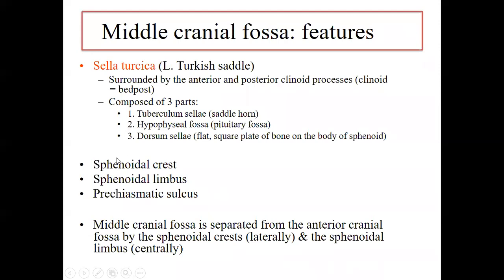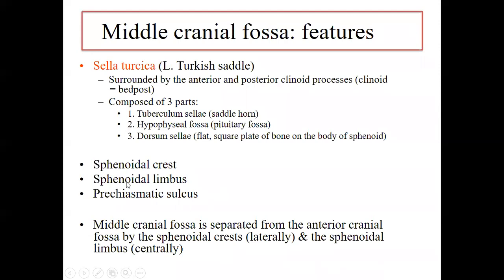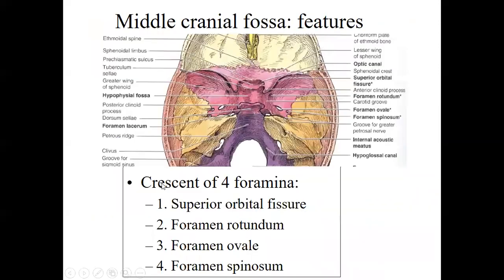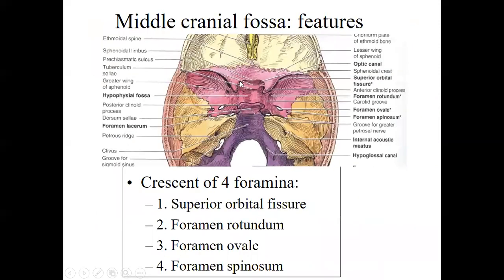The other important landmark that you have to know is the sphenoidal crest. You can see here, this is the sphenoidal crest. And then we have the sphenoidal limbus. You can see here, this is the sphenoidal limbus. And we have the pre-chiasmatic sulcus. You can see here, we have the pre-chiasmatic sulcus.